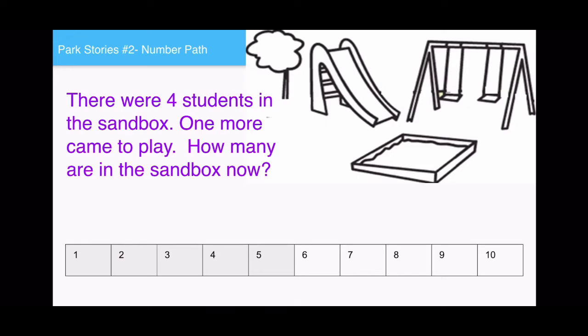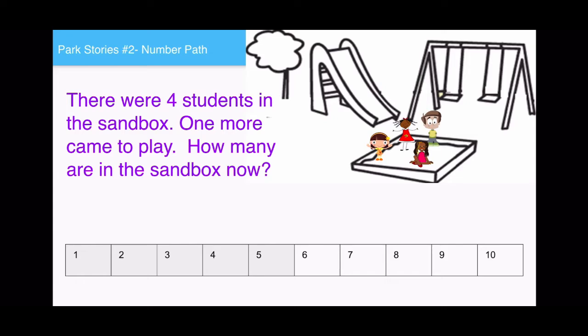Okay, friends, for our second problem today, there were 4 students in the sandbox. One more came to play. How many are in the sandbox now? Okay, so remember, I'm going to do this problem on my number path. You're going to do it with your counters. So let's go back to the problem. It says there are 4 students in the sandbox. So let's think. How many counters should you start with? 4. Good job, boys and girls.